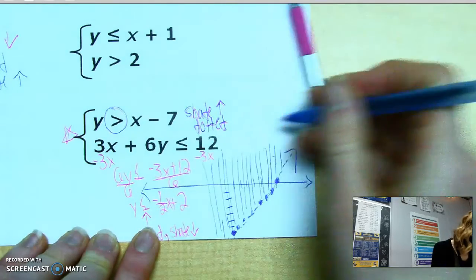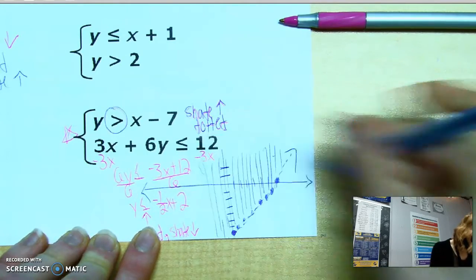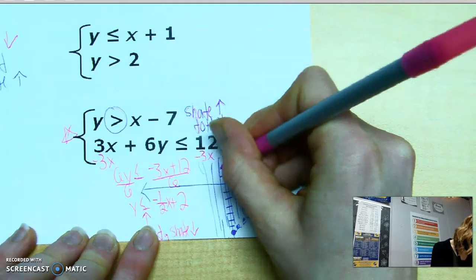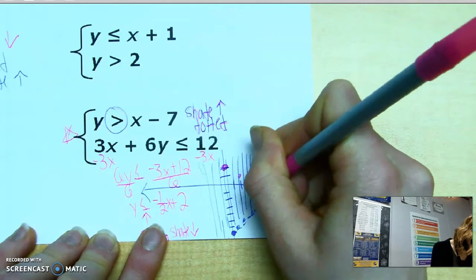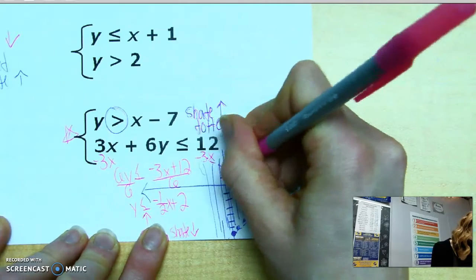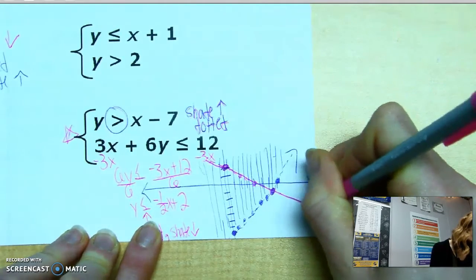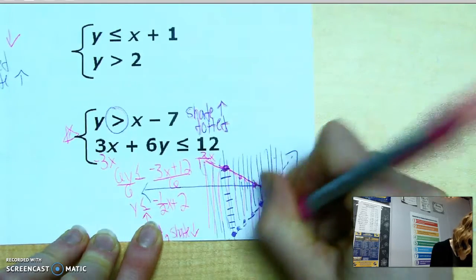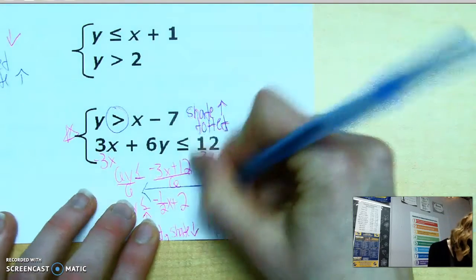And if I have a y-intercept of 2, I'm going to plot my y-intercept. Down 1 over 2, down 1 over 2, down 1 over 2, right? What I'm going to do is make my line solid, and I get to shade below the pink. And hopefully you guys can see that overlapping shaded region.